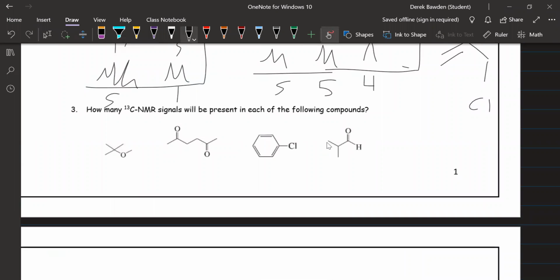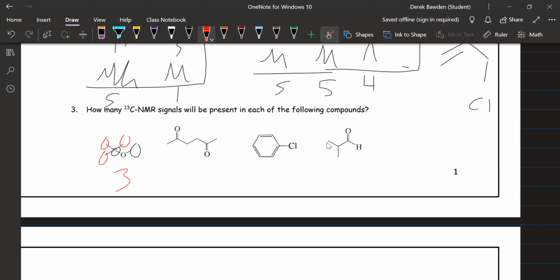Okay. So we've got 1 carbon here, 1 unique carbon. We have a second unique carbon in the middle, and then all 3 of these outside ones are going to be, or sorry, they're going to be identical to each other. So we have 1, 2, 3 CNMR signals.